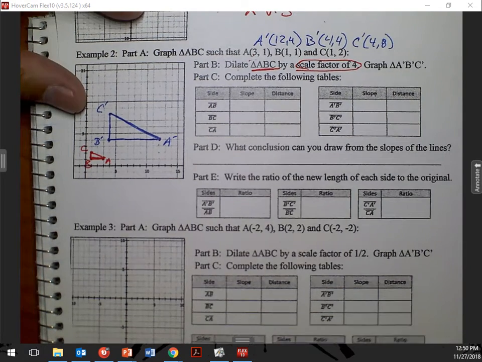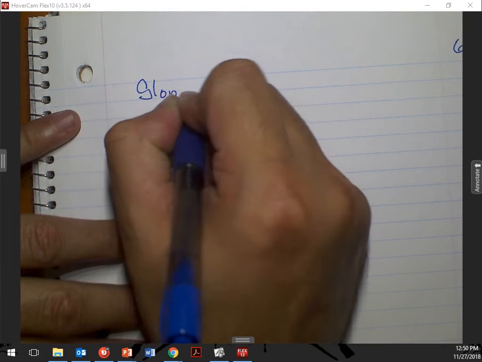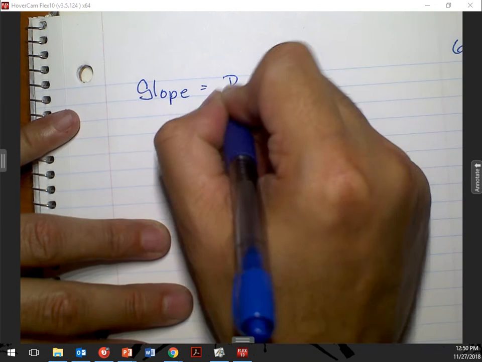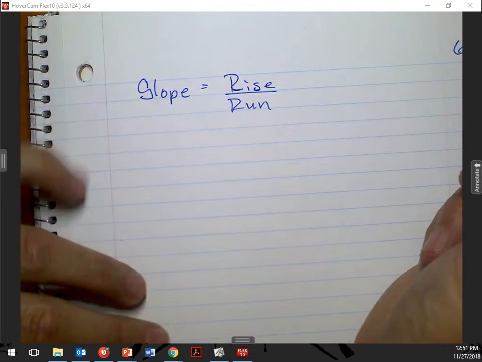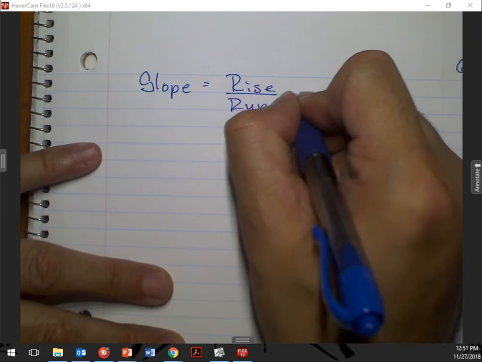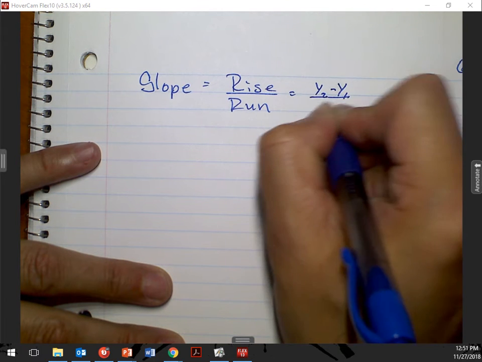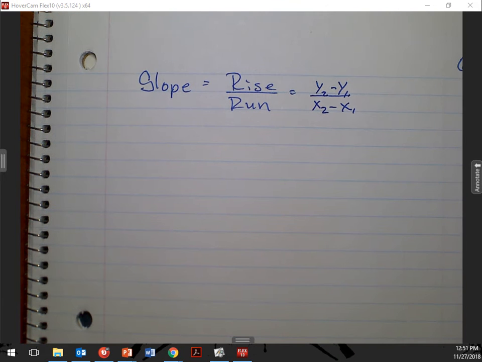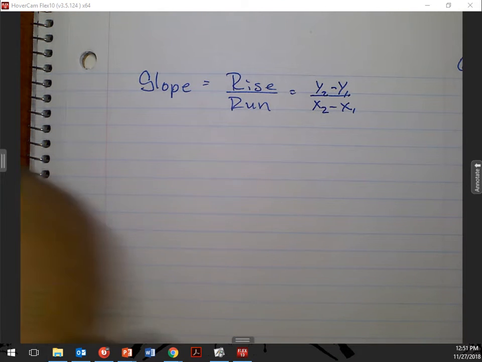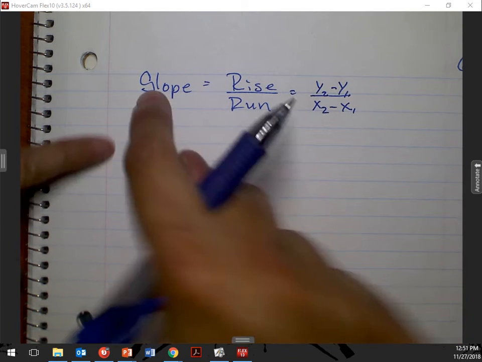So I'm going to start talking about slopes. Slope is rise over run. And we have a formula for that, which is going to be y2 minus y1 over x2 minus x1. Yes, I know you're talking about the formula for it right there. Yeah, this is the slope formula right here.